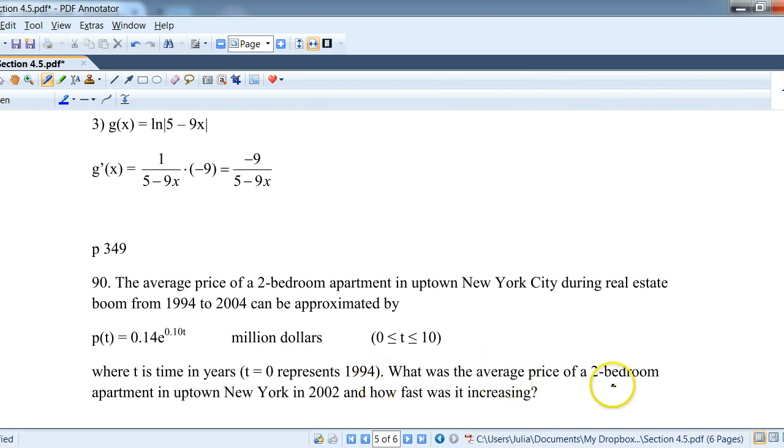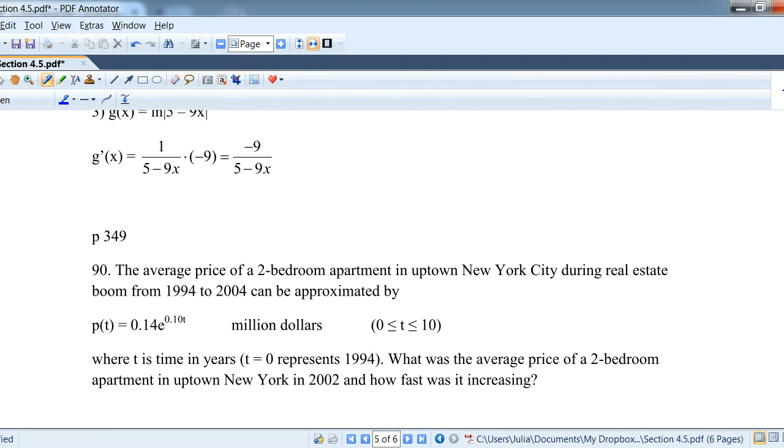What was the average price of a 2-bedroom apartment in uptown New York in 2002, and how fast was it increasing? So if you notice, it's actually a 2-part question. We're asked about what was the actual price and how fast was it increasing.